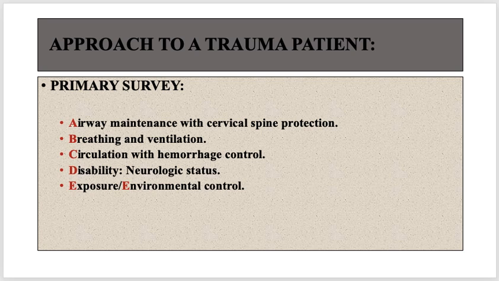So what is primary survey? You can see A, B, C, D, E. Very easy to remember, and you have to remember it in the same way. A for airway, with cervical spine. I will tell you what that is. B for breathing. C for circulation, with hemorrhage control. D for disability. E for exposure.